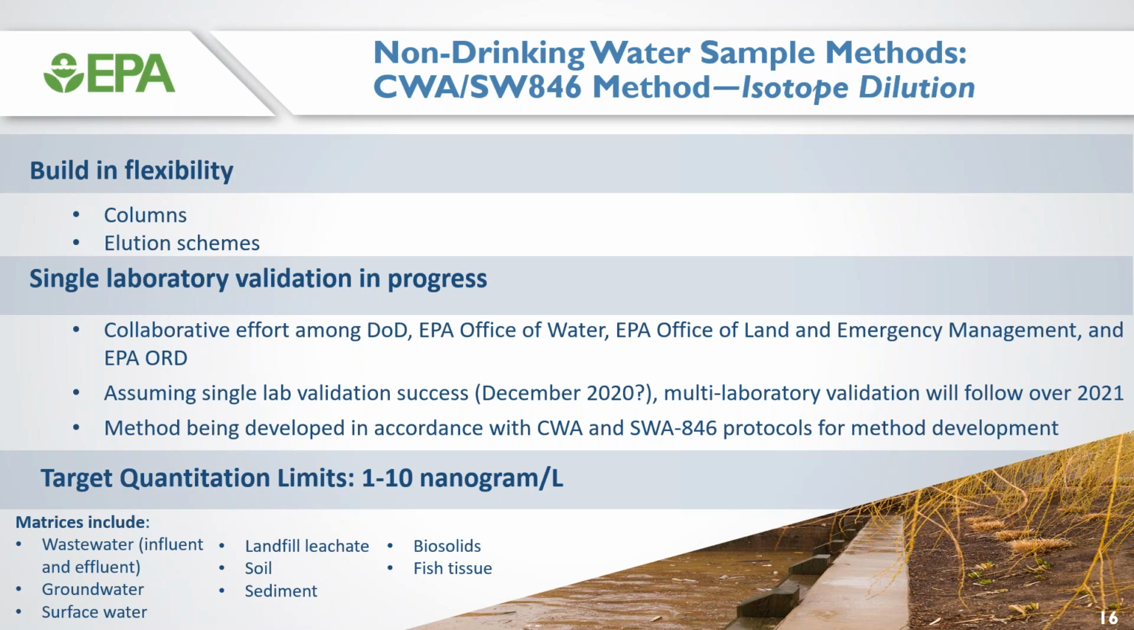And the method is currently, as I mentioned, being developed in accordance with the Clean Water Act method protocols, but we are hoping that it may be adopted by the solid waste folks if they choose to do so once we get the data in for the Clean Water Act protocols. Target quantitation limits are between 1 and 10 nanograms per liter, and we are testing and validating a lot of matrices. This is somewhat of an unprecedented level of effort for a method validation. We're including wastewater influents and effluents, groundwater, surface water, landfill leachate, soil, sediment, biosolids, and fish tissues as well.